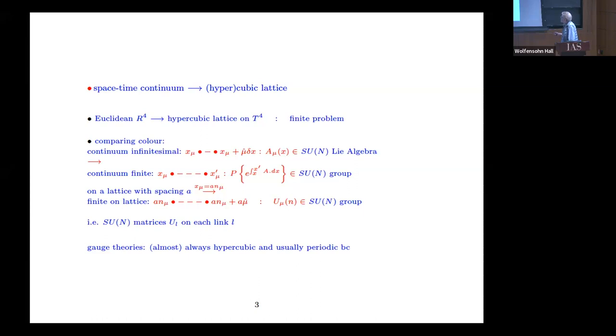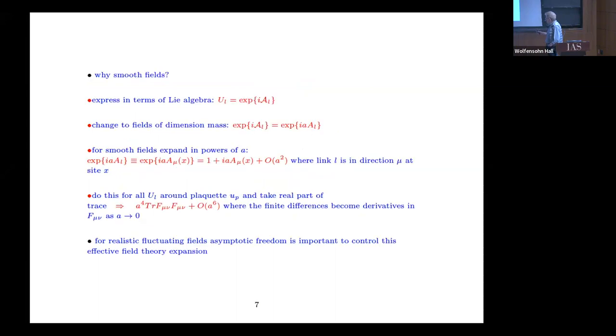Let's move on to seeing what we can do if we want to do computer simulations. We need to have a finite number of degrees of freedom. So the first thing we can't have is a space-time continuum, too many points. So we go on to a lattice. In addition, we can't have an infinite volume, so we have a finite volume.